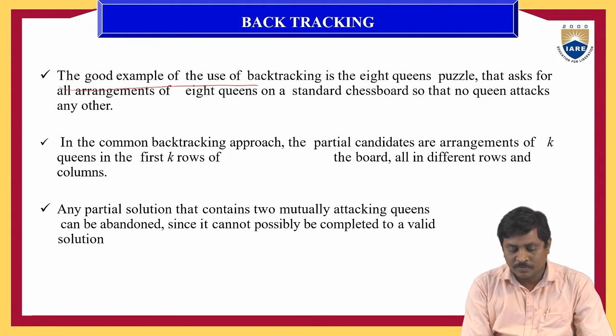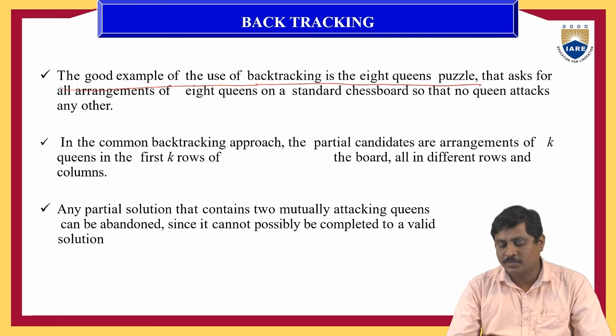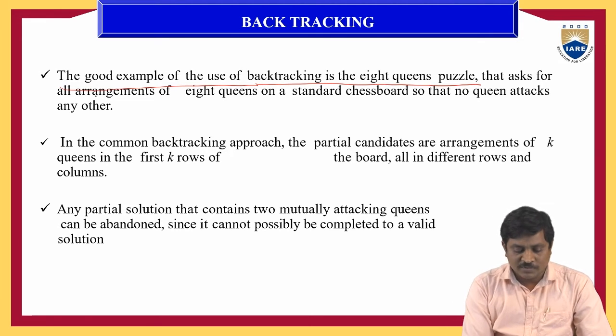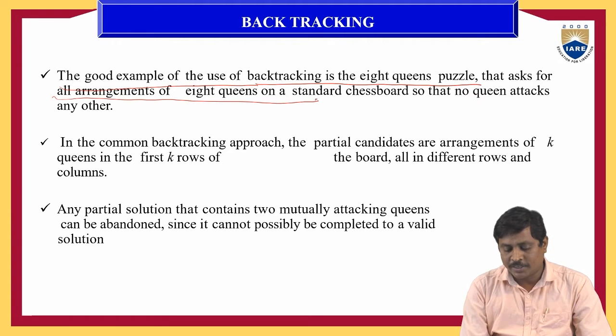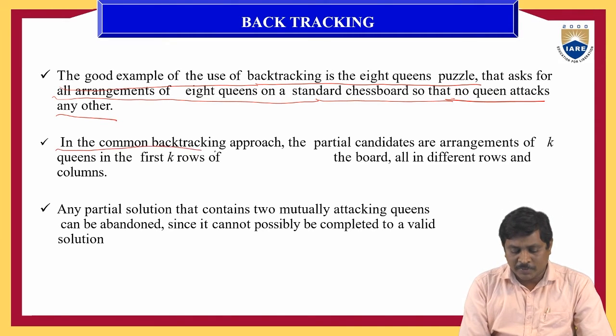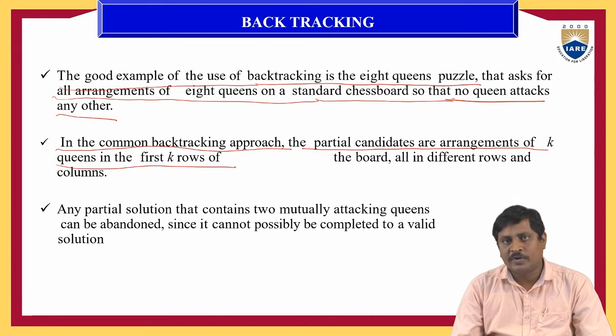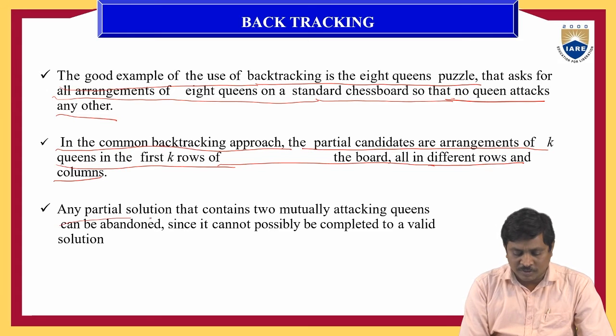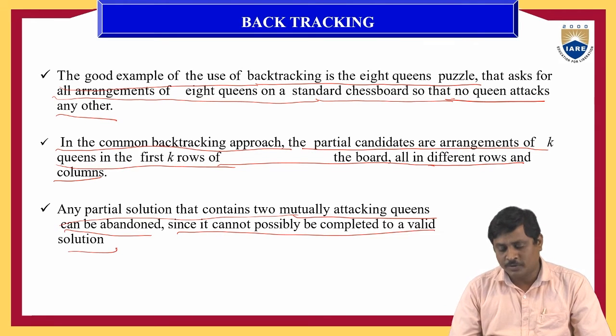A good example of the use of backtracking is the 8 queens puzzle, that asks for all arrangements of 8 queens on a standard chessboard so that no queen attacks any other. In the common backtracking approach, the partial candidates are arrangements of k queens in the first k rows of the board, all in different rows and columns. Any partial solution that contains 2 mutually attacking queens can be abandoned, since it cannot possibly be completed to a valid solution.